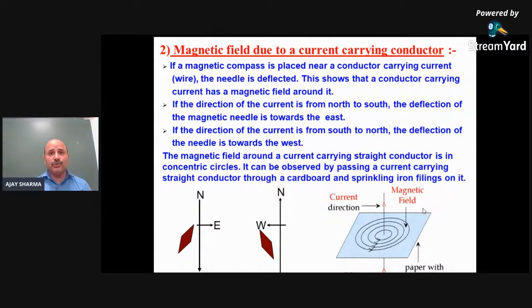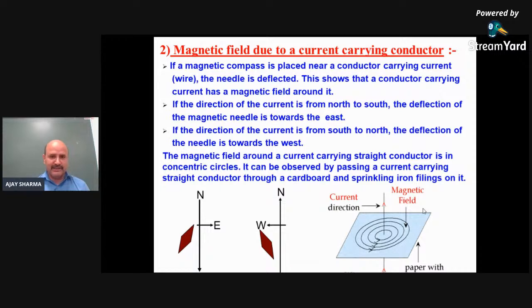Magnetic field due to a current carrying conductor. This is very important. When we talk about magnetic field due to a current carrying conductor, it means the magnetic field which is generated around a current carrying conductor. It is very important, because earlier in the beginning of this live session, I told you that magnetic field and electricity are inseparable. We cannot separate these two phenomena.